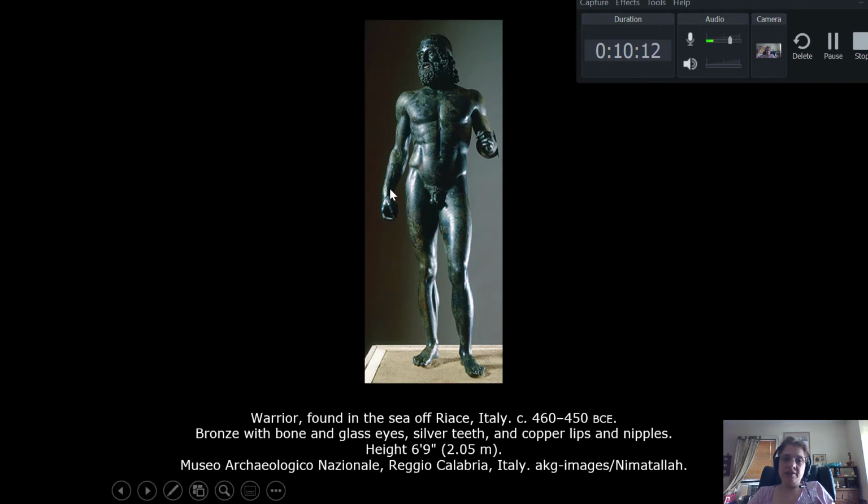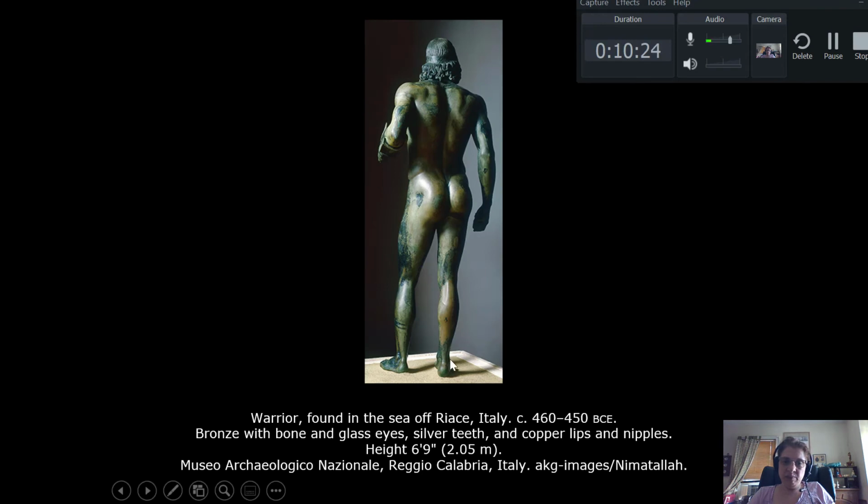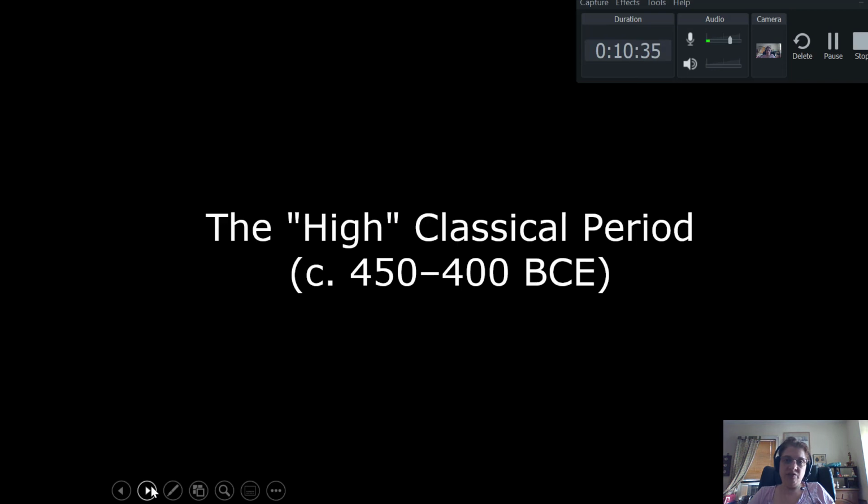His arms are not attached to his body. They're free from the body, reaching out into space. He's able to actually have part of his foot bent up a little bit. And this is the back of it. And so it's just a much freer and more naturalistic stance to the figure that is achieved with this. And this brings us to the high classical period, and I'll make another video for that.